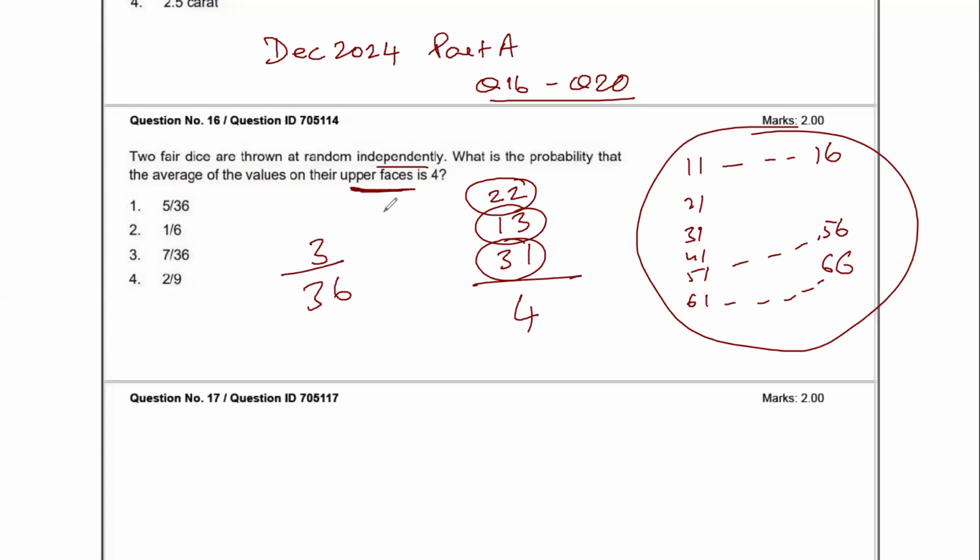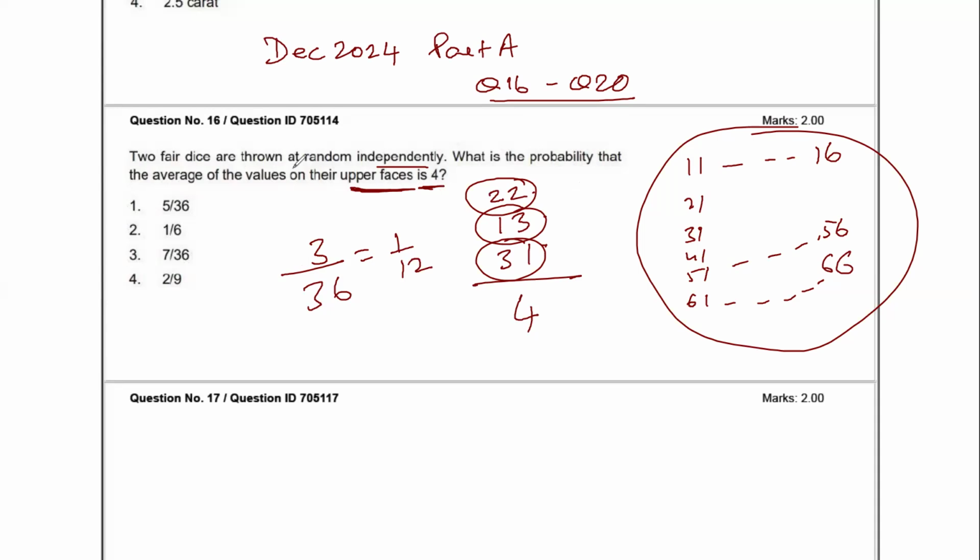1,1, 1,3, sum of 4. Maybe 1,2,3. No, I'm missing out. Yeah, so 3 out of 36. It's 1 by 12. Not there. Where am I going wrong?